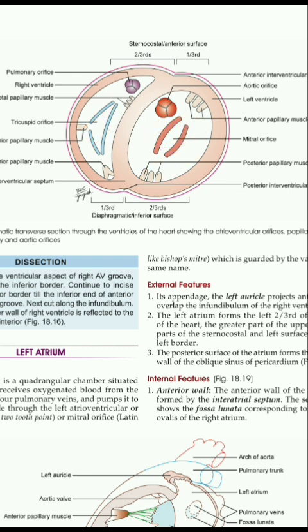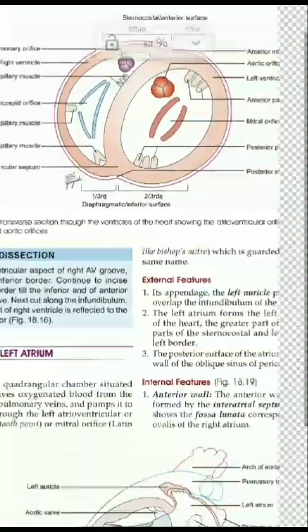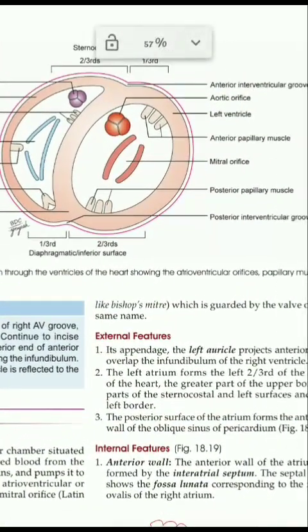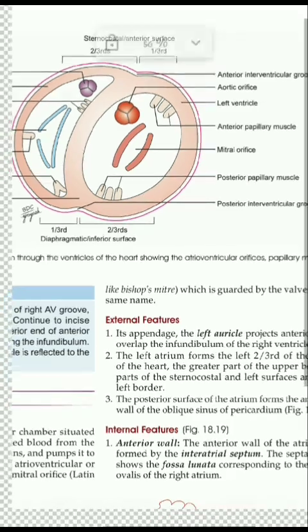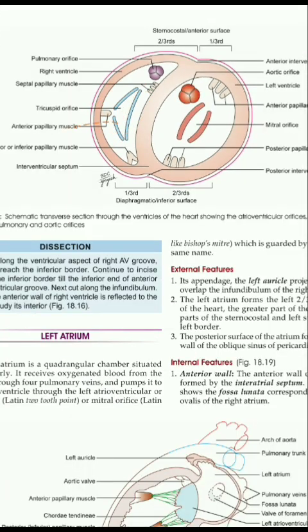There's our posterior papillary muscle, that is our anterior papillary muscle, interventricular septum we see here, and that is our posterior interventricular groove. There's our posterior interventricular groove, and that is our anterior interventricular groove. And we see here that is our anterior papillary muscle.